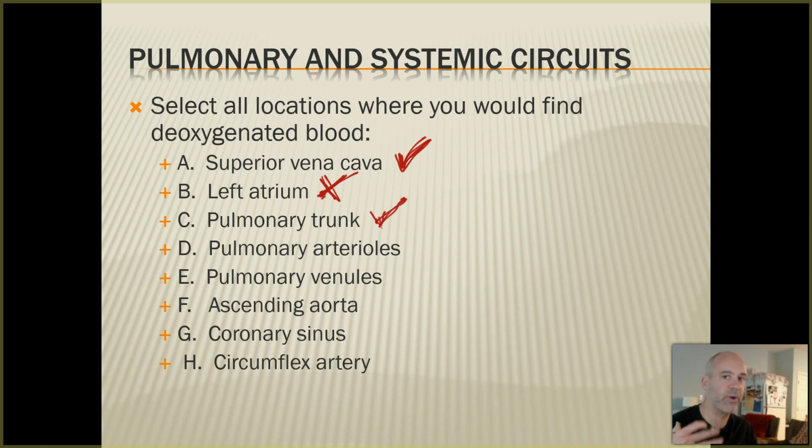Blood has flown from the right atrium to the right ventricle. The right ventricle pumps that blood up into the pulmonary trunk, which is going to then send it off to the lungs. Pulmonary arterioles.